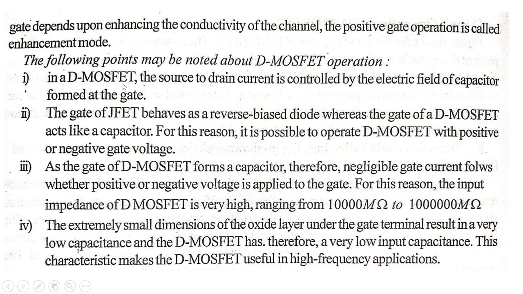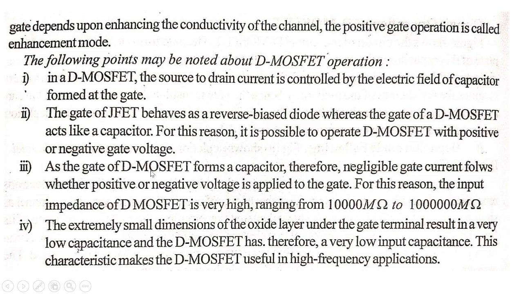First, in a D MOSFET, the source to drain current is controlled by the electric field of the capacitor formed at the gate. And second, the gate of JFET behaves as a reverse bias diode, whereas the gate of D MOSFET acts like a capacitor. For this reason, it is possible to operate D MOSFET with positive or negative gate voltage.